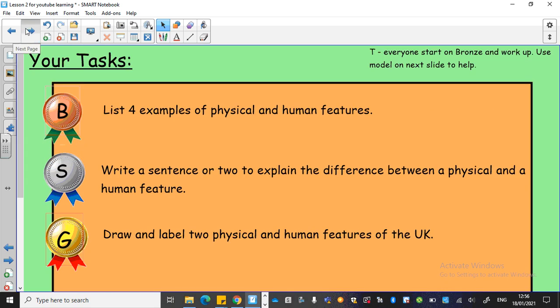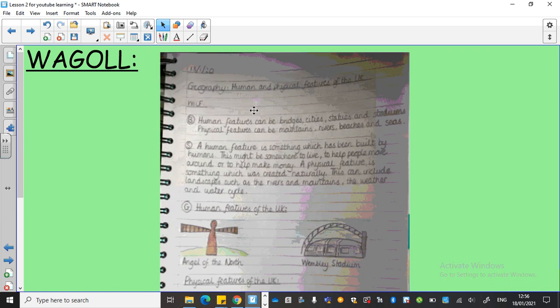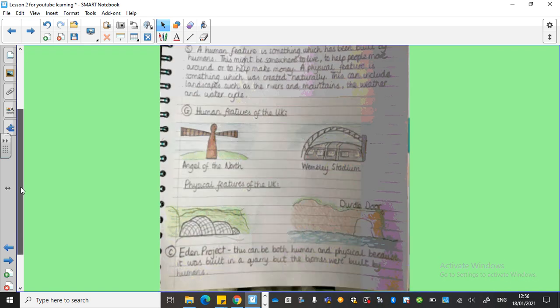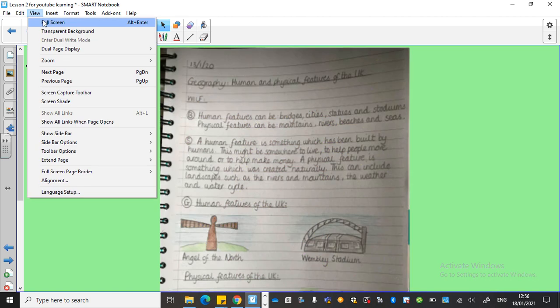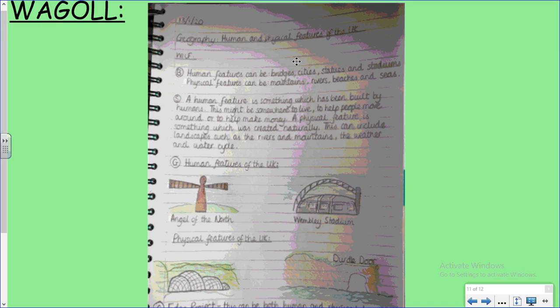Now, to make this a little bit clearer, I have included again a waggle that I made showing you what it could look like. Up here I've labelled it, you don't need to do this, but I've labelled it so it's clear. So for bronze, you had to list 4 examples of a human feature. I chose bridges, cities, statues and stadiums. They are all things that have been built by humans for various reasons. And I've listed 4 physical features. I chose mountains, rivers, beaches and seas, but you could choose 4 different ones if you want to. So that's my bronze up the top there, done.